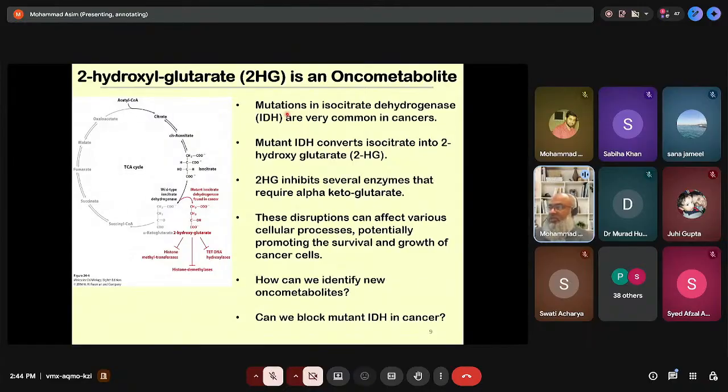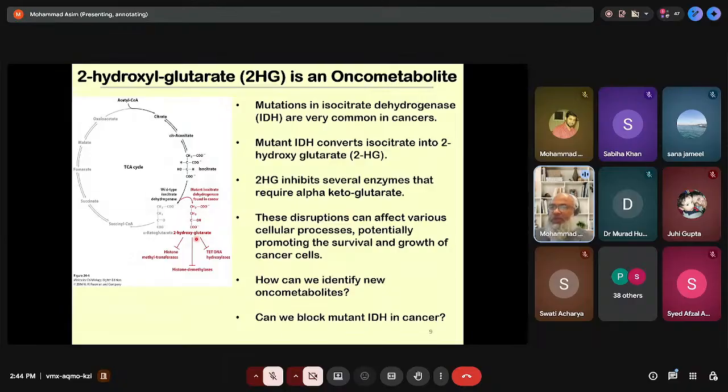Now, this looks quite simple. Because of the mutation, although the substrate is still isocitrate, the product which is formed through these reactions is not alpha ketoglutarate, but it is actually a slightly changed chemical entity. It is 2-hydroxyglutarate.